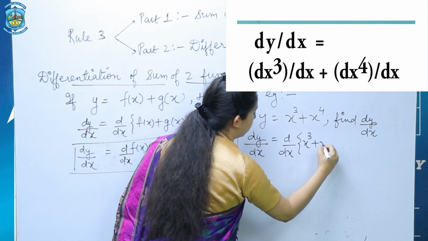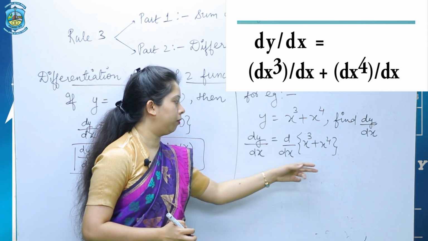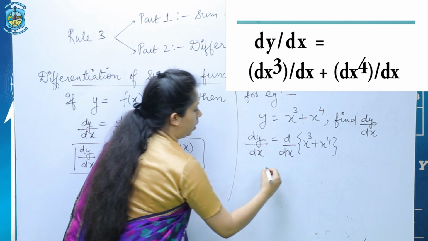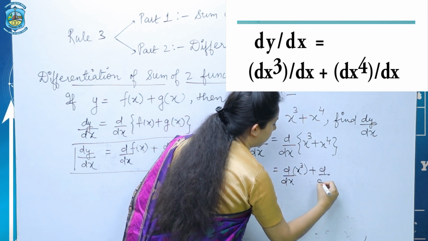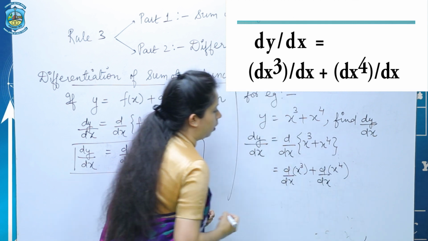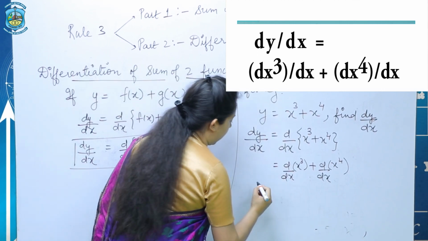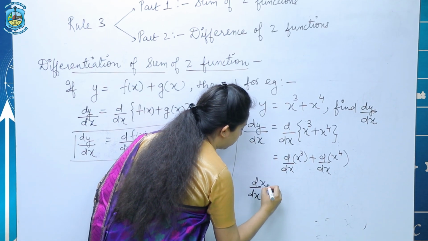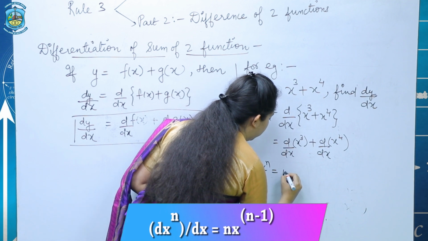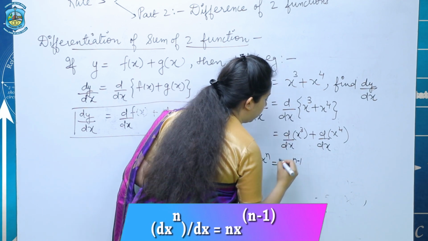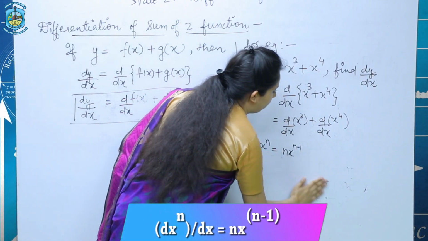That will become d by dx of x cube plus x raised to the power 4. Now according to rule number 3, the derivative of the sum of two functions will be equal to the sum of the derivative of the first function and the derivative of the second function. So here we will recall the formula that we have used in the first video, that is d by dx of x raised to the power n. Here n can be positive, negative, any value. So the value is n into x raised to the power n minus 1. This is the formula which we have to apply.